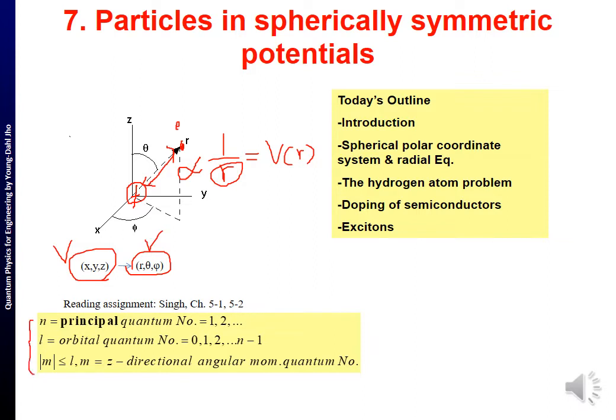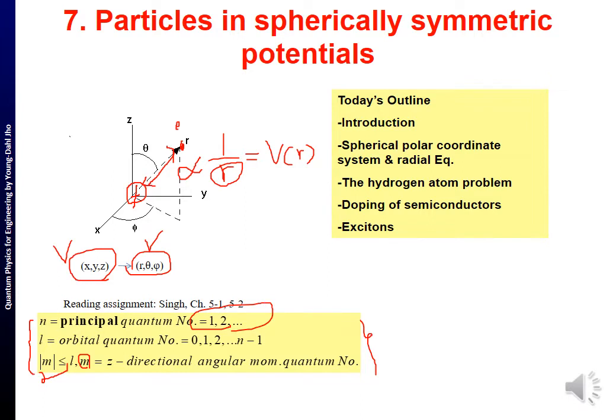The 3 quantum numbers are listed here. N, the principal quantum number. L, the orbital or angular momentum quantum number. M, whose condition is given here. The absolute value of M is smaller than or equal to L. M is the z-directional angular momentum quantum number. So actually that's it for today's course. We just remember 3 different quantum numbers, and you remember their conditions.